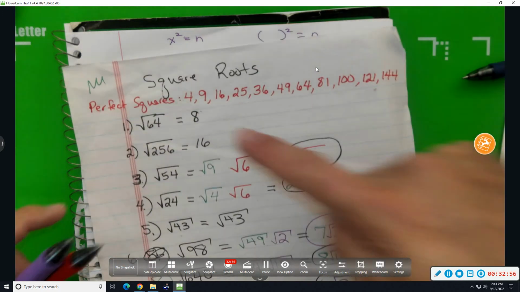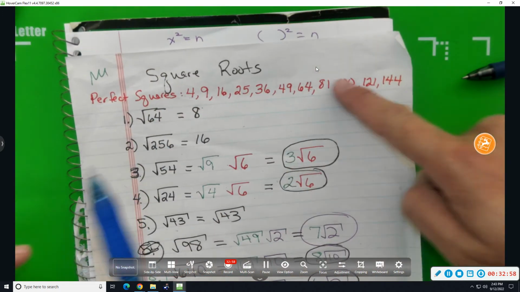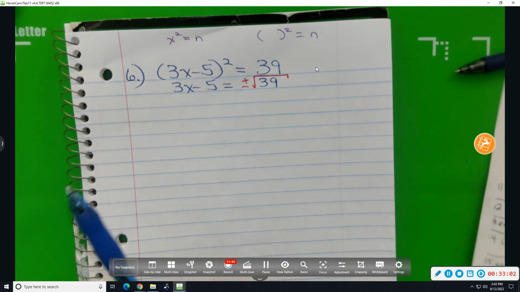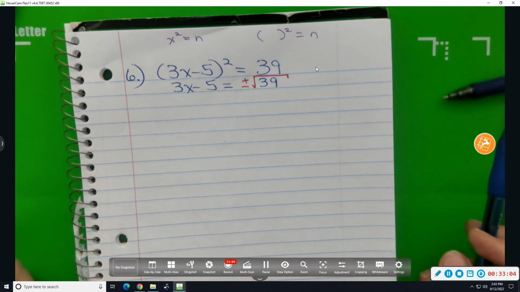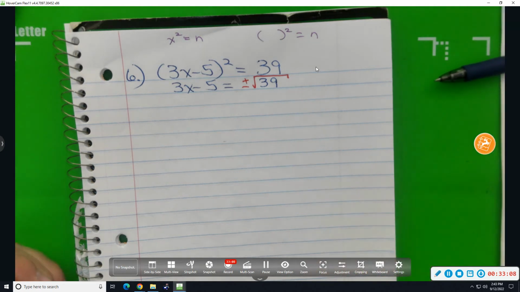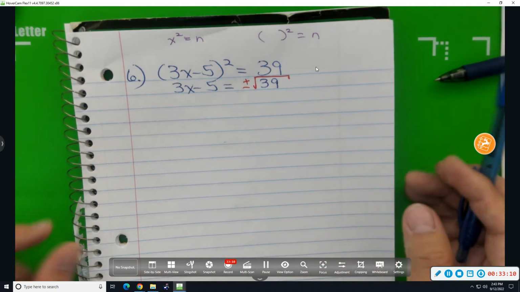Think of those perfect squares from day one. None of those divide into 39 because nothing divides into 39, other than 3 times 13. Oh, you're right. 39's not prime. No, 3 times 13. You're thinking 37. I don't know what I'm thinking.